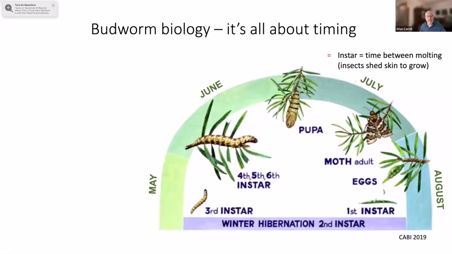Now, those eggs are usually laid sort of in a shingle-like pattern along the needles. They're very tiny, very hard to see. And what happens is, in about 7 to 10 days after the eggs are laid, the larvae, the young larvae, will emerge. The eggs will hatch, and the tiny larvae will begin looking for a place to spend the winter.